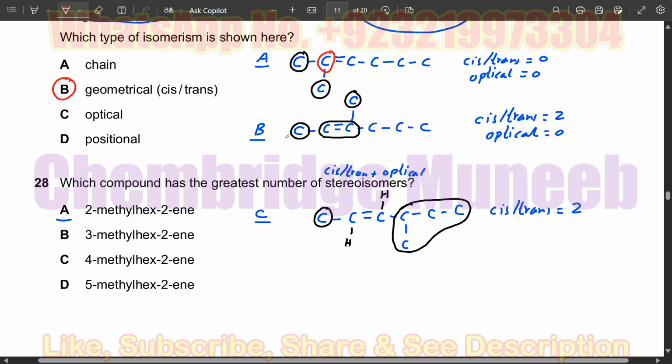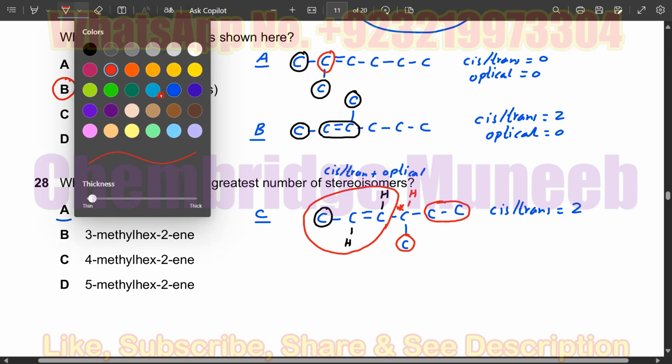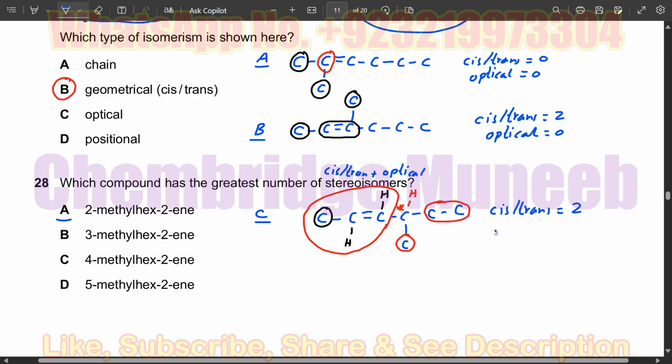And about the optical isomer, there is one carbon which has different groups present. This is a methyl group, this is an ethyl group, this whole part is another type of group, and one hydrogen is present over here, which means this carbon is an optical center, or asymmetric center. So that's why there are two optical isomers. For every chiral center, there are two optical isomers. So in total we have four.